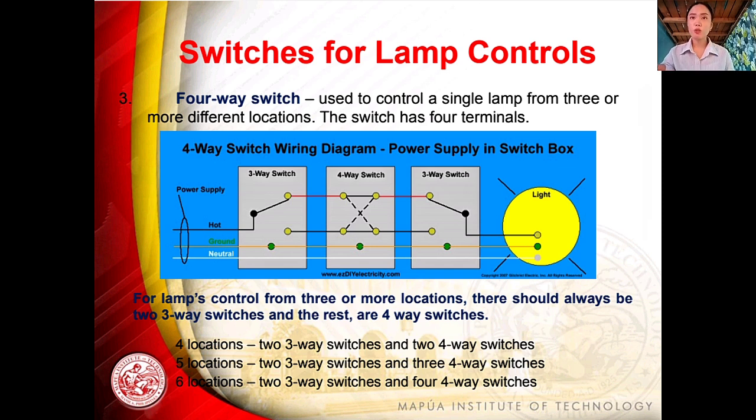So for lamps controlled from three or more locations, there should always be two three-way switches and the rest are four-way switches. So for 4 locations, 2 three-way switches and 2 4-way switches. And for 5 locations, 2 three-way switches and 3 4-way switches. And for 6 locations, 2 three-way switches and 4 4-way switches.